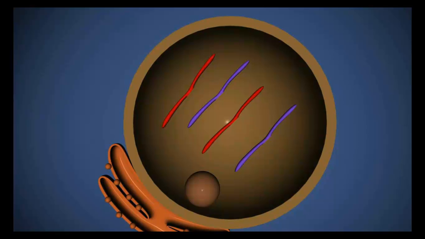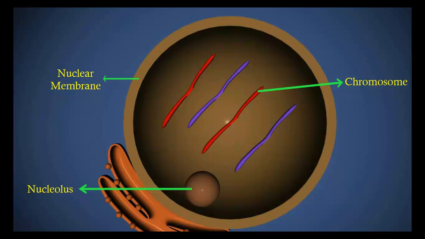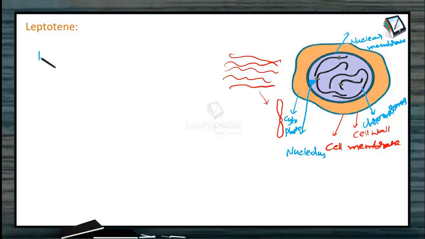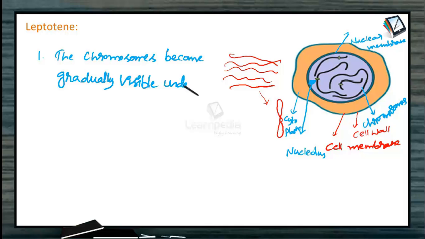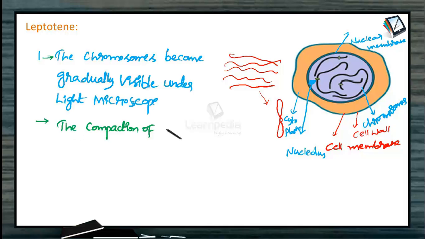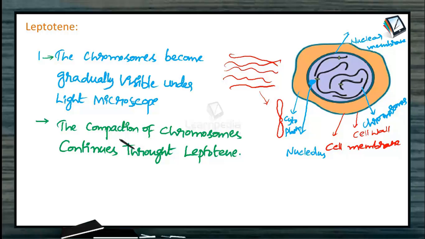See the chromosomes here. This part is the cell wall and cell membrane, and this is the nuclear membrane. This is the nucleolus, and these are chromosomes, and this is normally cytoplasm. So in leptotene, the chromosomes become gradually visible under the light microscope. The compaction of chromosomes continues throughout the leptotene stage. Here compaction means chromosomes come nearer to each other but are not fused. That stage is called bucket stage. So these are the changes that occur in leptotene.